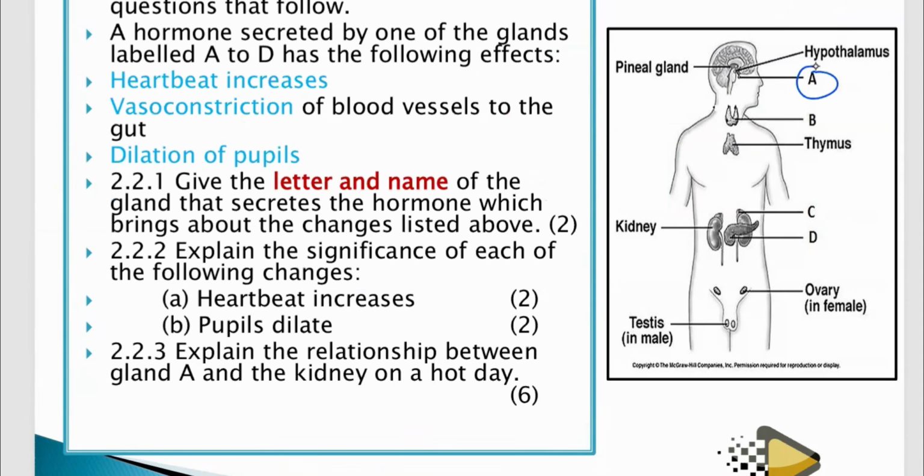Then you see how you have the pituitary gland, you have the hypothalamus, you have already mentioned it here. You have the thyroid gland, then here you have the adrenal gland, here you have the pancreas, then you have the ovary, and then you have the testes.